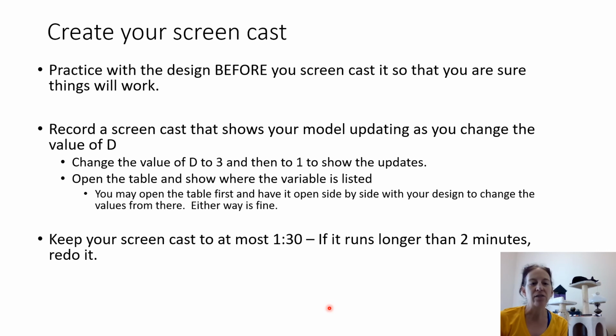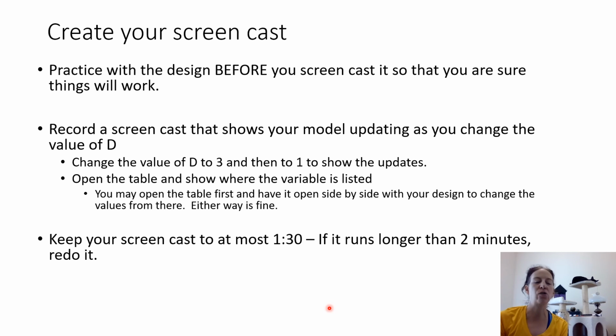Record a screencast that shows your model updating as you change the value of D. So change the value of D from 2 up to 3, then change it from 3 down to 1 to show the updates. Open the table to show where the variable is listed, and you do have the flexibility with your screencast to open the table first and have it open side by side with your design to change the values from there. Either way is fine, whatever you think is going to demonstrate it.